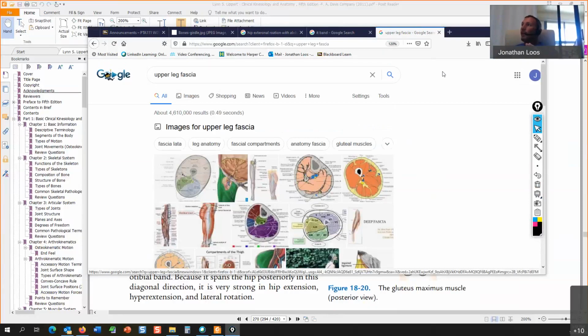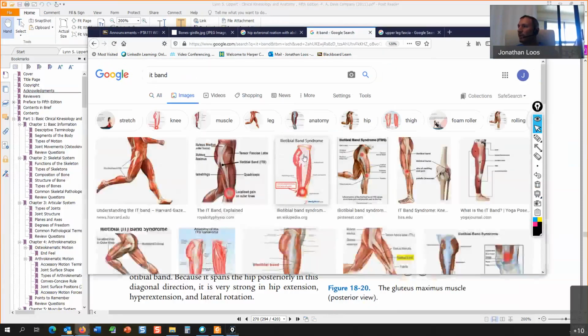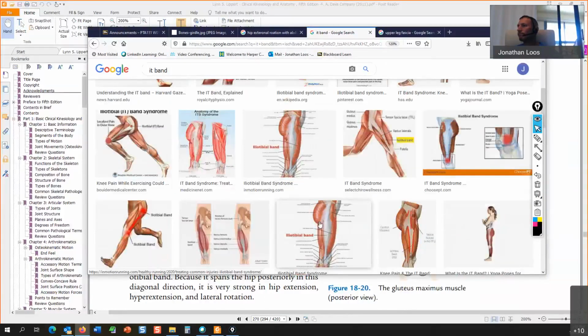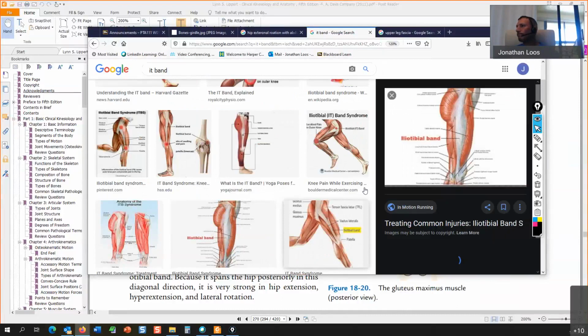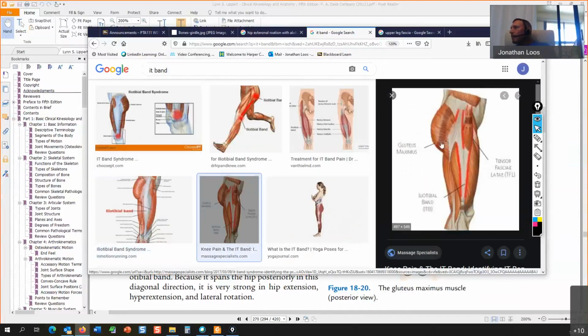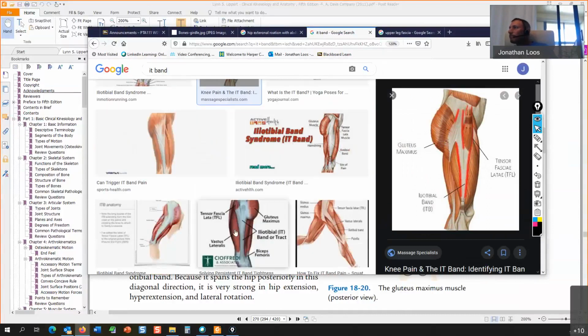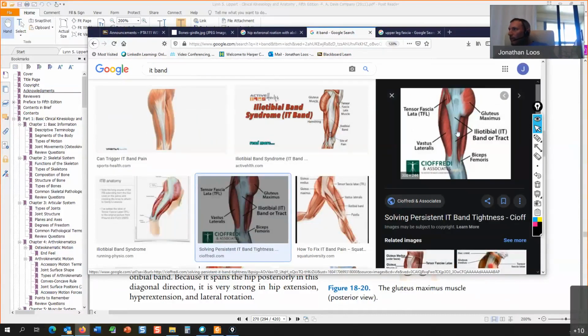What happens over time, because of the way the glute max comes in, and you can kind of see, let's get a good view here. That's a good one right here. So you can kind of see the glute max right here, and you can see here's your IT band. This is the leg fascia, and they kind of cut away some of this image. Let's get another one. Here we go. This glute max comes in and attaches to that leg fascia.